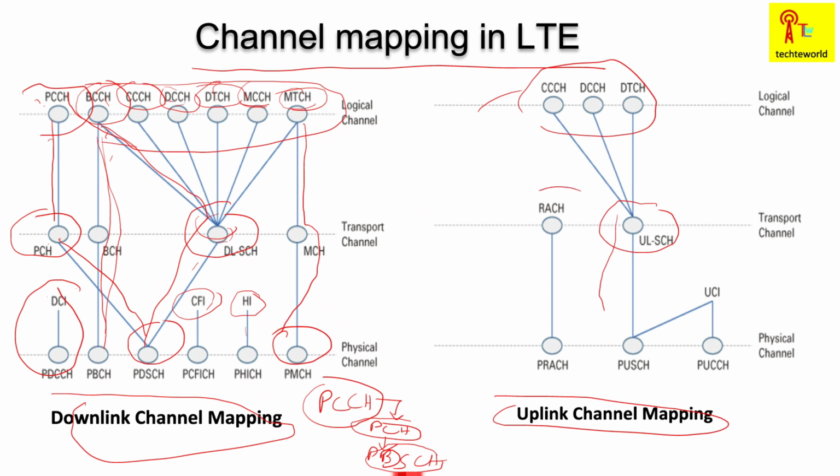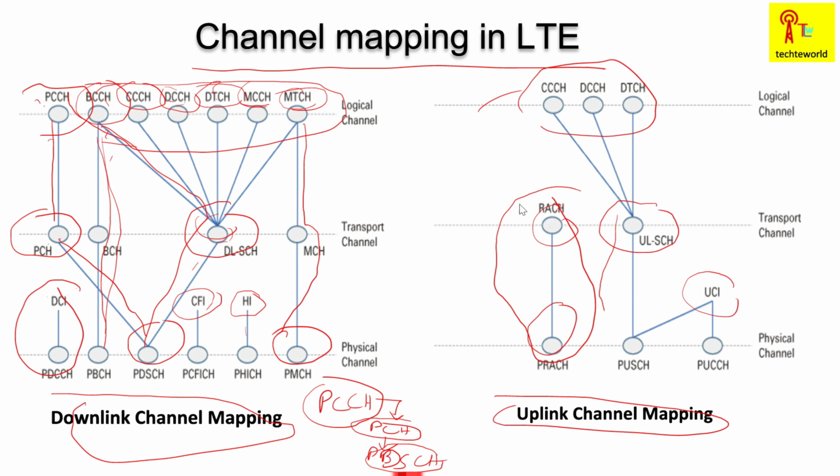This RACH, by the name only we can understand that this is for the RACH process. So the RACH process basically occurs between the transport and the physical channel, and all the paging and RACH related information is exchanged between this RACH in the transport channel and the PRACH in the physical channel. And similarly, like here where it was not mapped to any other channel, here also we can see that PUCCH transmits the UCI, that is uplink control information, to itself only. It doesn't transmit to any other channels like transport channel or logical channel.